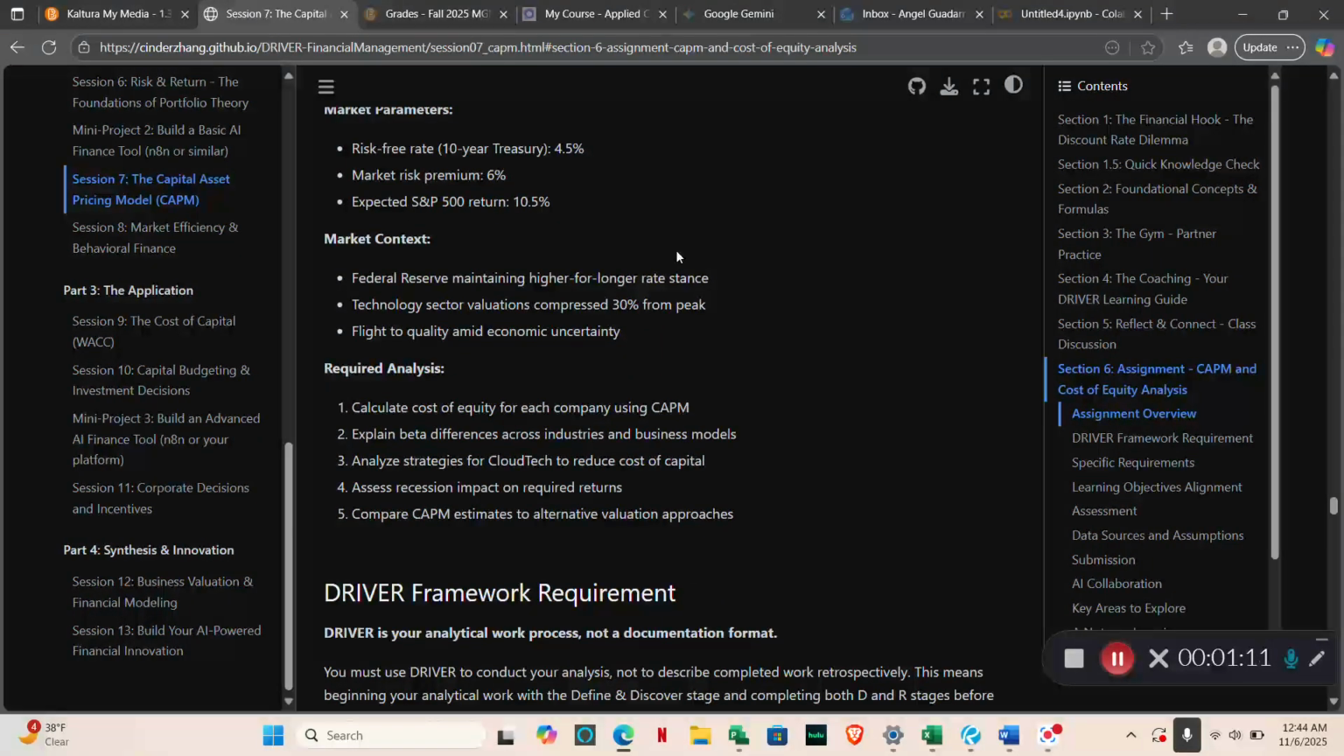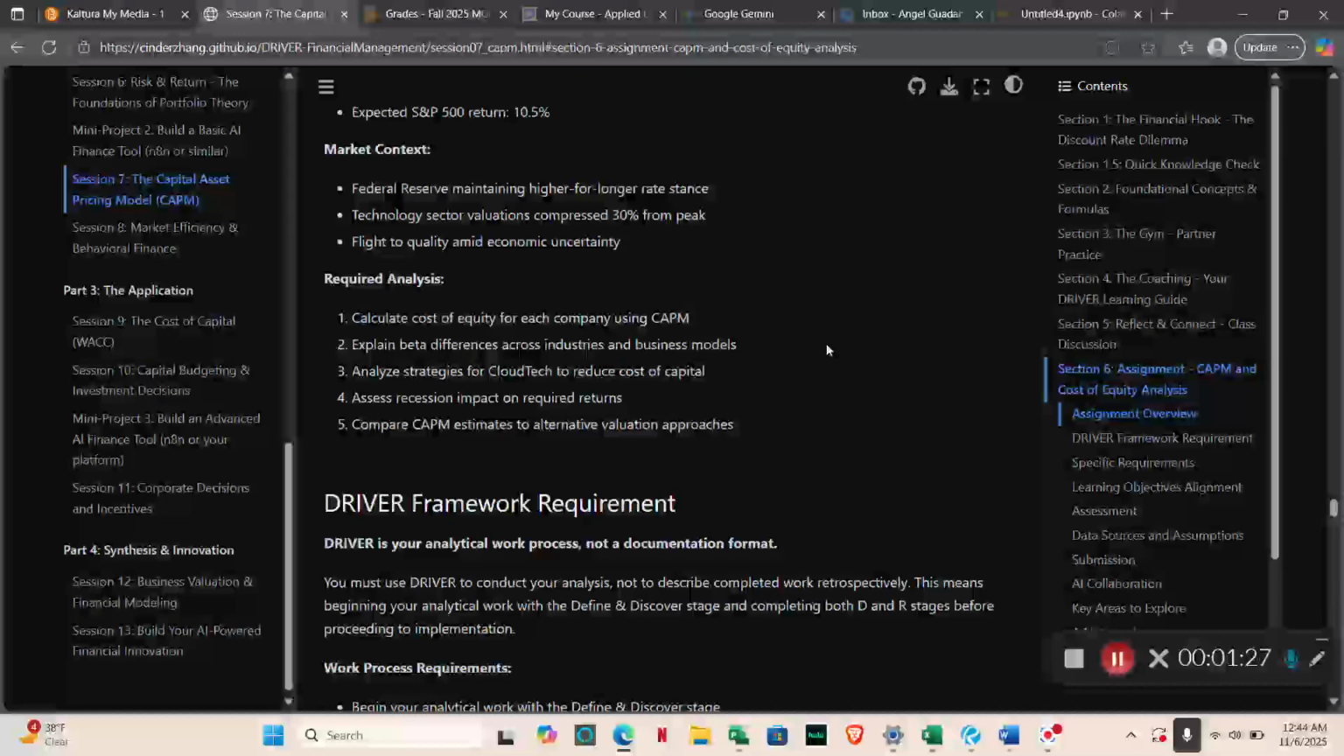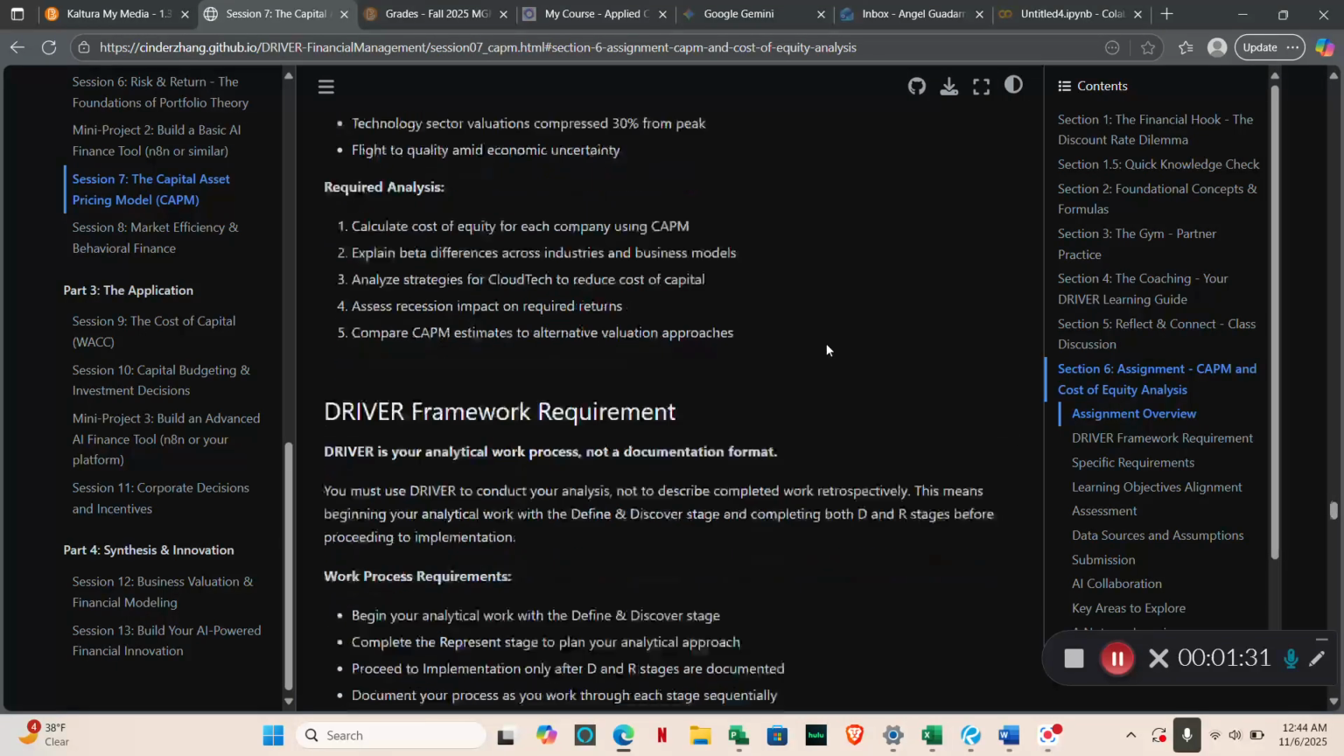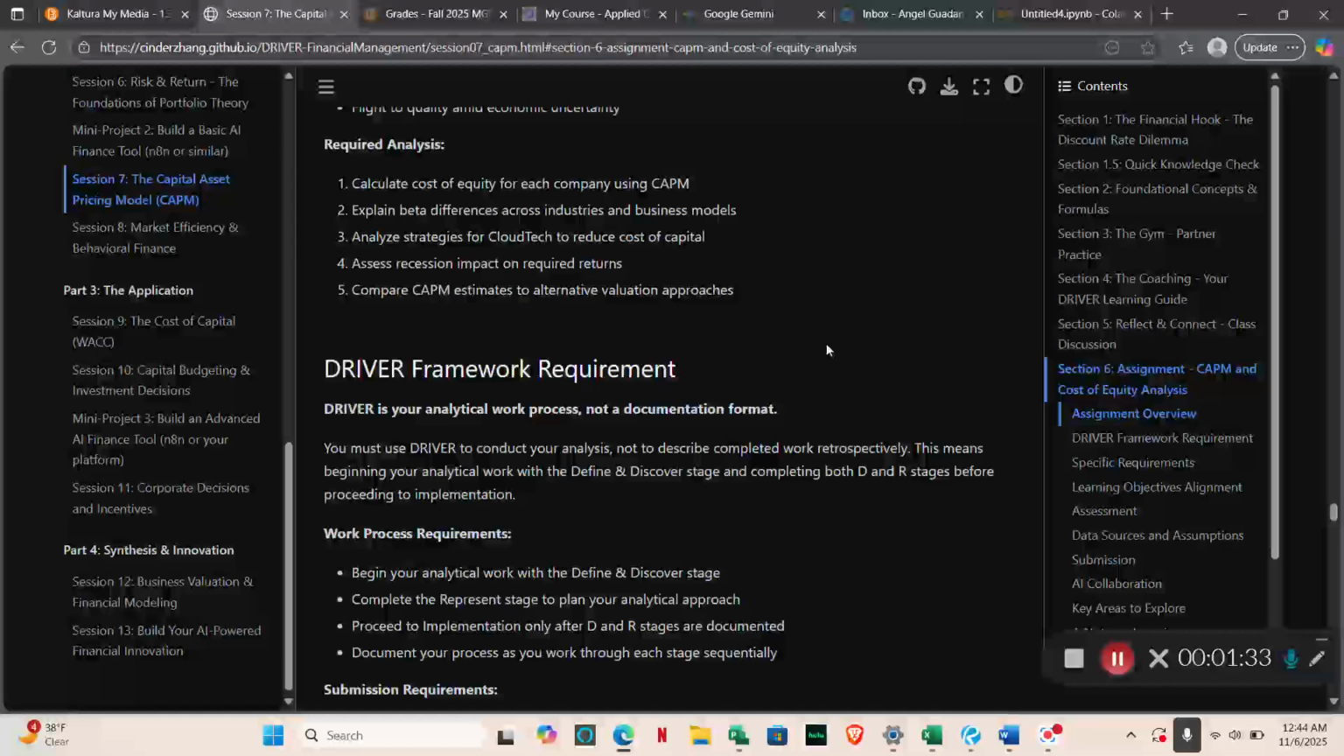Required analysis, of course, is to calculate the cost of equity for each company using CAPM, explaining beta differences across industries, analyzing strategies for CloudTech to reduce cost of capital, assessing recession impact on required returns, and comparing CAPM estimates. And to solve all this, we must use the DRIVER framework as a requirement. We must use DRIVER to conduct analysis, not just to describe or complete work, but much deeper than that.